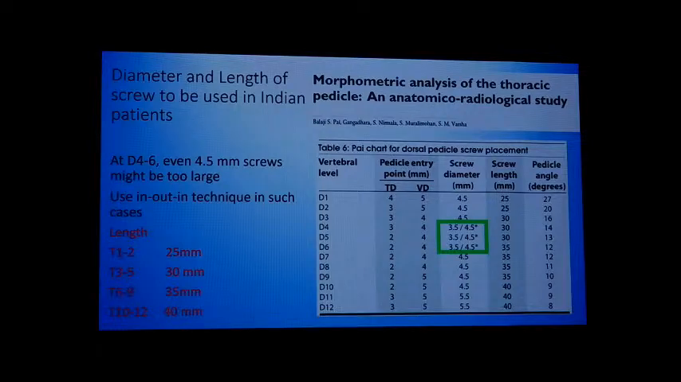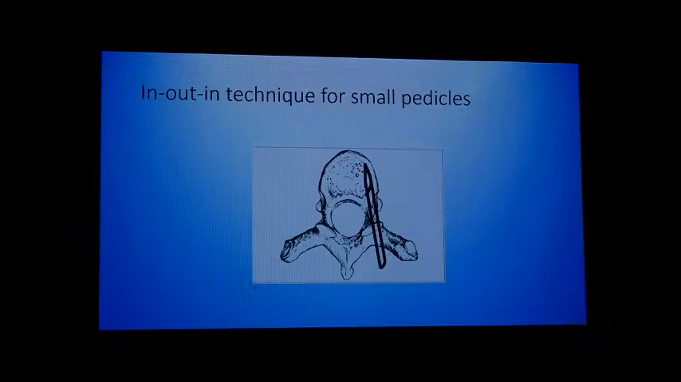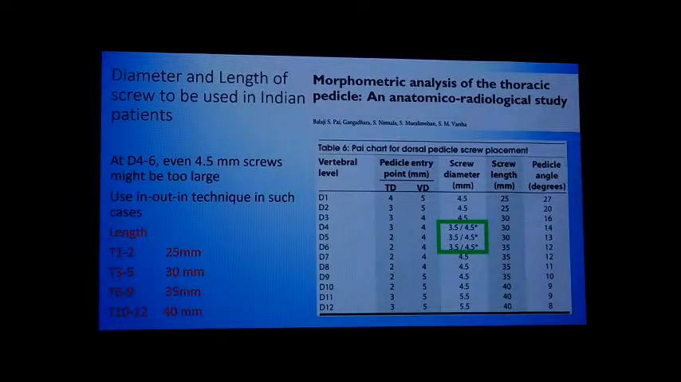So one useful study was done in MS Ramaiah in 2010. Dr. Pai and his group published it, and we can see how to estimate the diameter and the length of standard screws to be used in Indian patients. So lengthwise T1 to T2 can take about 25 millimeter screws, and T3 to T5 about 30 millimeters. That is the length we are talking about, and at T10 to T12, 40 millimeters. Sometimes it accommodates up to 45 millimeters, but 40 mm is quite safe.